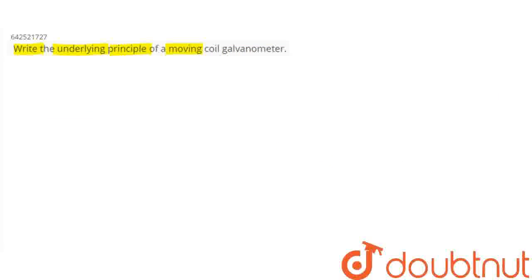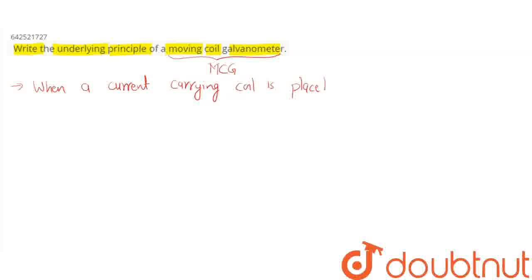Question is, write the underlying principle of a moving coil galvanometer. So, the principle on which the moving coil galvanometer, that is MCG, works is when a current carrying coil is placed in a magnetic field, it experiences a torque. So this is the basic principle of MCG.